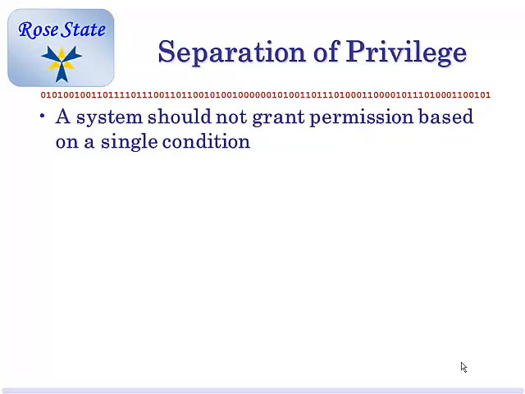Okay. Separation of privileges. A system should not grant permission based on a single condition. Username alone is probably not sufficient. They have multiple conditions. So it should not grant based on a single condition. You always want more than one.